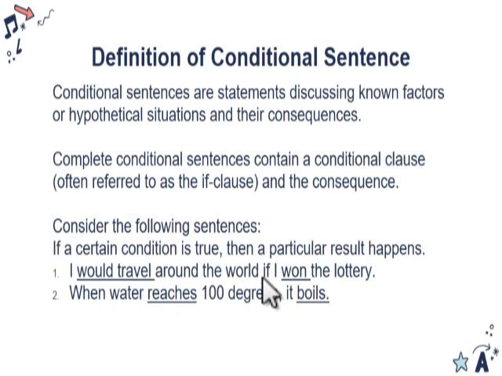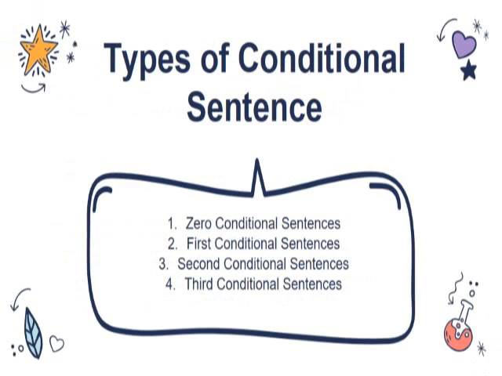In conditional sentences, there are 4 types. Do you know what they are? These are the types of conditional sentence. The first, zero conditional sentences. The second one, first conditional sentences. The third one, second conditional sentences. And the fourth is third conditional sentences. So in this case, we start from 0, 1. Let's check zero conditional sentences.